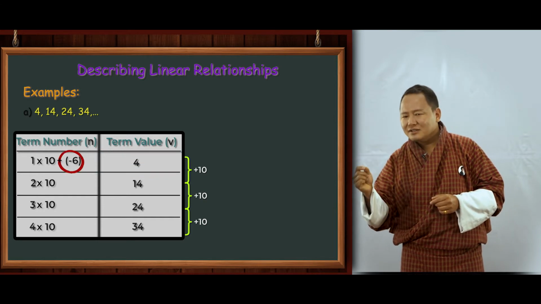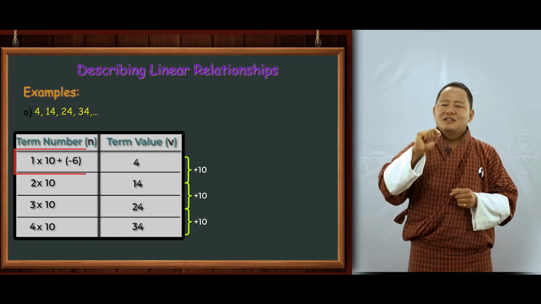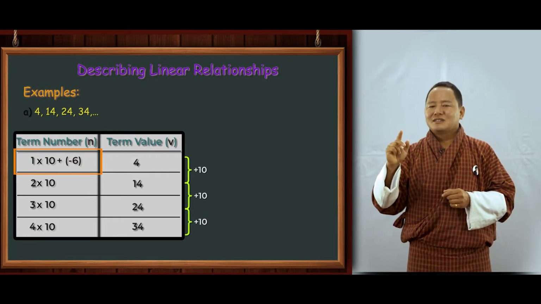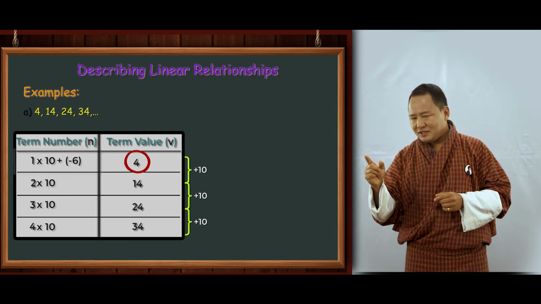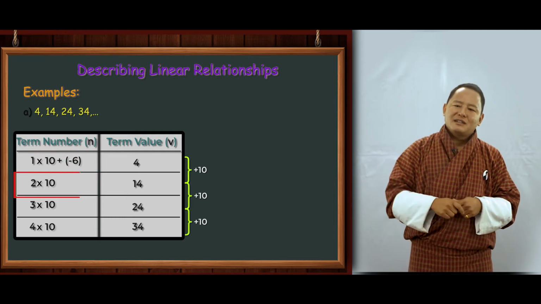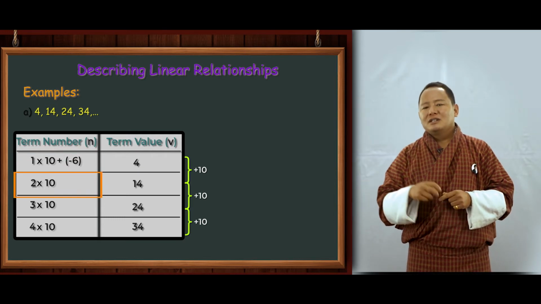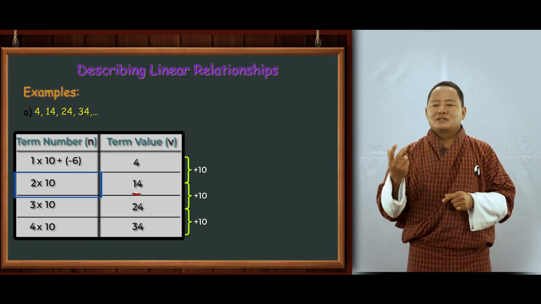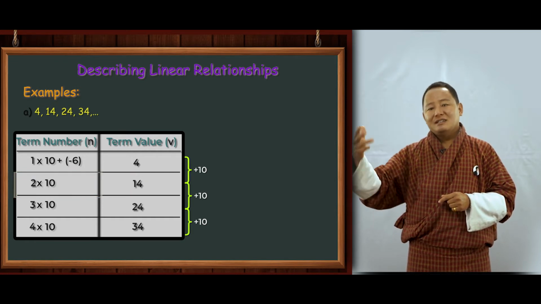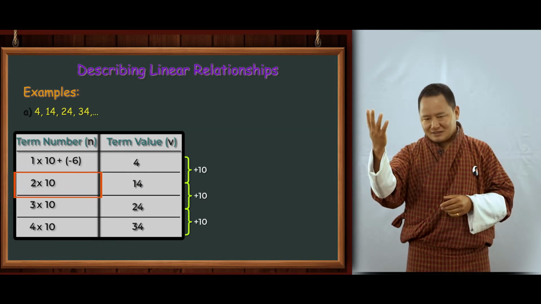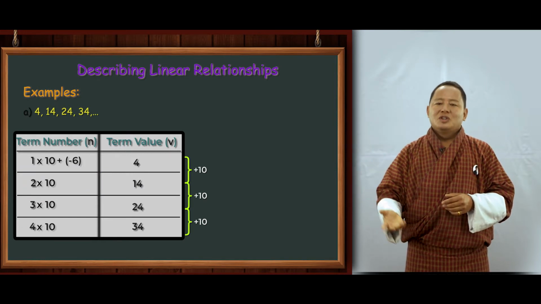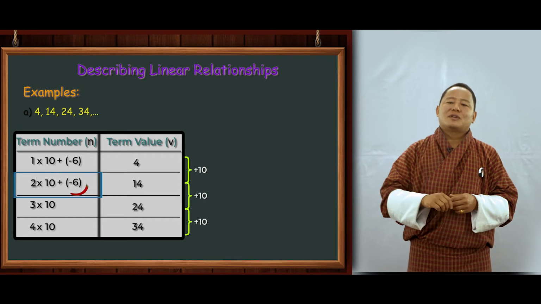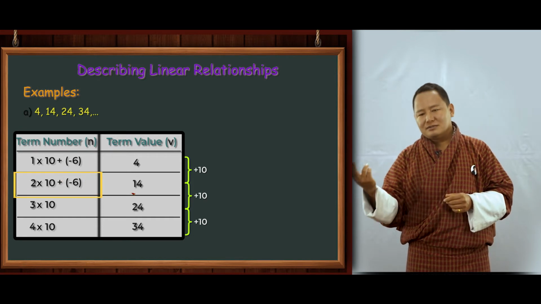So in order to bring it to 4, what I have done is I have added negative 6. So why have I added negative 6? Because 10 plus negative 6 will give us 4. And in the case of the second term number it is the same thing: it is multiplied by 10, again it's 20. But the required term value is 14, so we are in excess by 6, right? So again we have to subtract 6 from there, and that will give us 14.